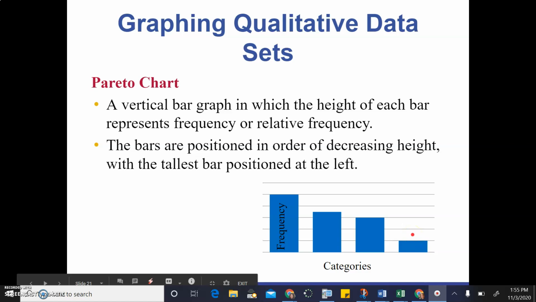So it's not about the numbers across the bottom going in an order. It's about the categories across the bottom, and the one with the most answers goes out front.